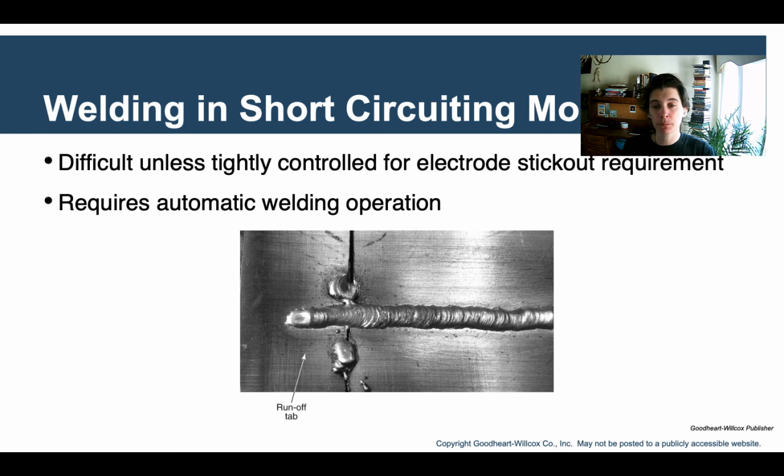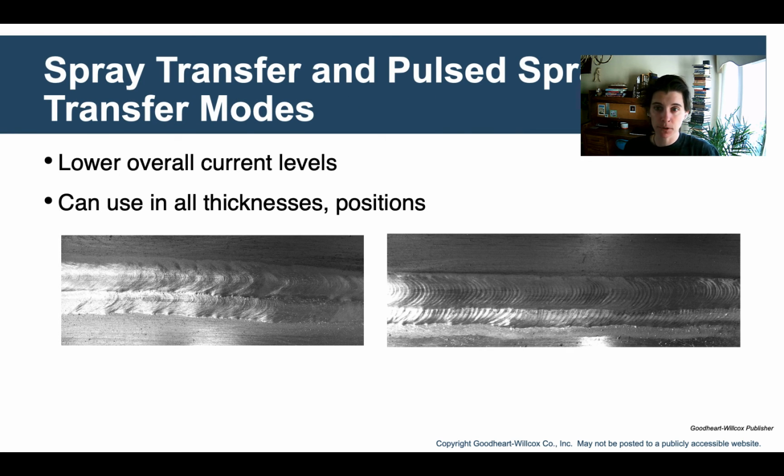So in short circuiting mode, again, the mode that we use for our carbon steels at OCC, short circuit mode on aluminum is very difficult unless you really control the electrode stick out. That would mean being really careful with your distance away from the metal, basically. So usually you have to have an automatic welding operation for this, where there's a robot set at a set height and it maintains that very consistently. For spray transfer and pulse spray transfer, you use lower overall current levels, and you can use this in all thicknesses and positions.